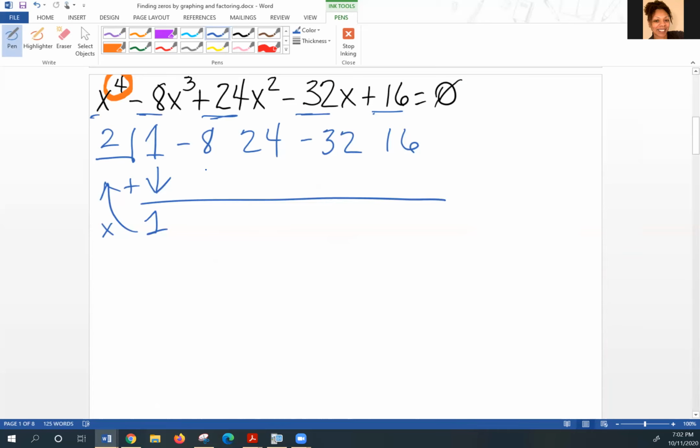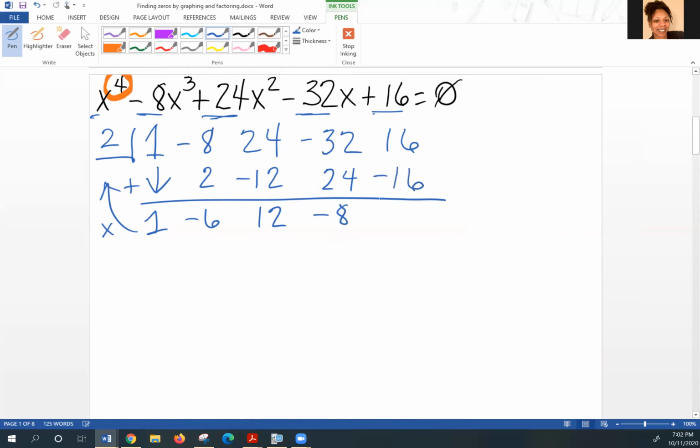1 times 2 is 2. Negative 8 plus 2 is negative 6. Negative 6 times 2 is negative 12. 24 minus 12 is positive 12. 12 times 2 is positive 24. Negative 32 plus 24 is negative 8, and then negative 8 times 2 is negative 16.